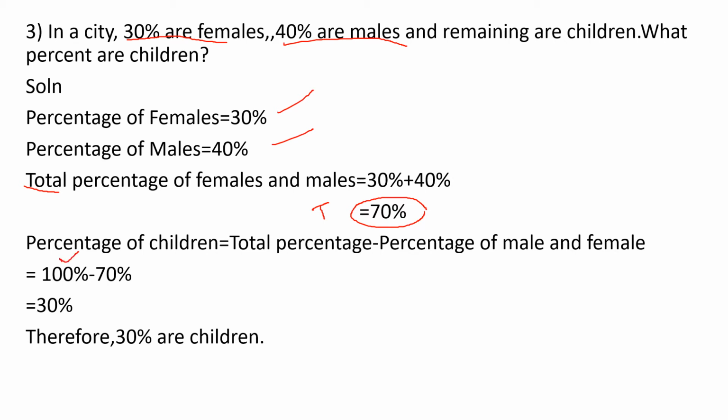So total minus the given population, right? Total means what? 100, right? In that, what is the given population? This is the total and this is the given population. 70 is the given population, right? So 100 minus 70, 30. So what is the percentage of children? 30 percentage are children. Understood, children?